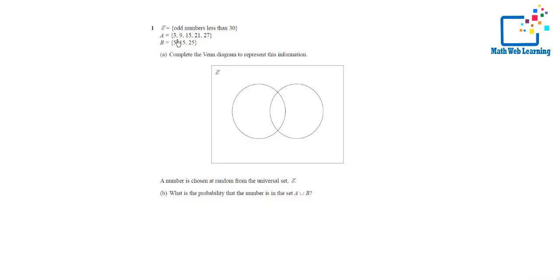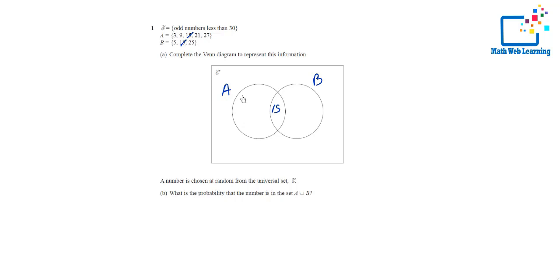Alright, question 1, guys. We have a Venn diagram question. We have this universal set which consists of the odd numbers up to 30, and we have set A. So let's go ahead and mark it here. And we have set B. The common numbers like 15 will go in the overlapping area, so let's put that in there, and the other numbers will go in their respective sets.